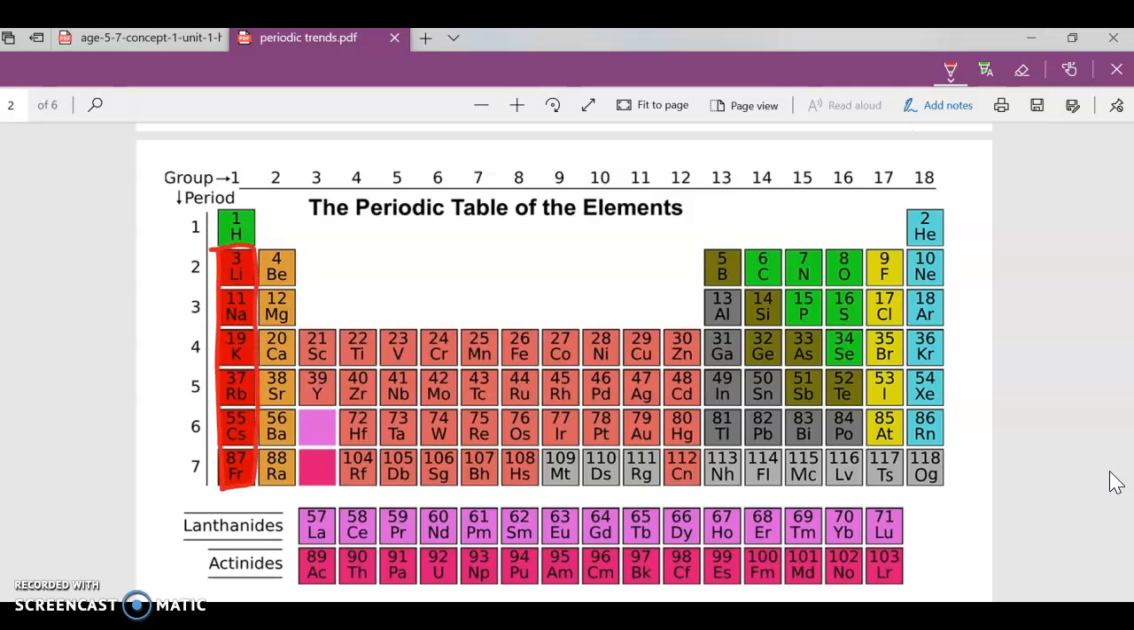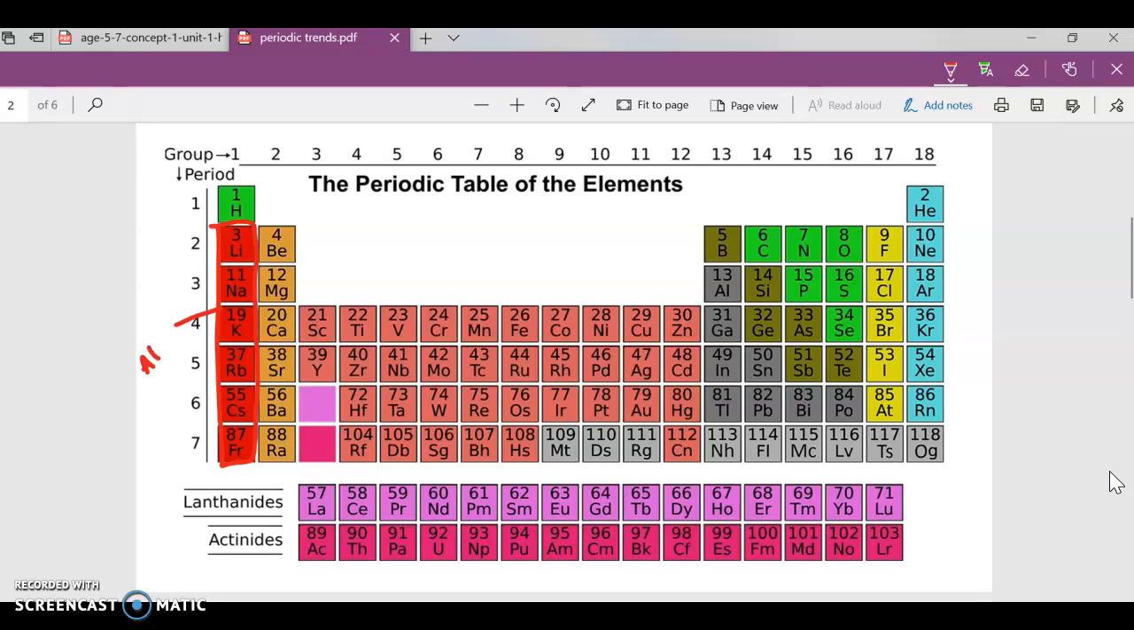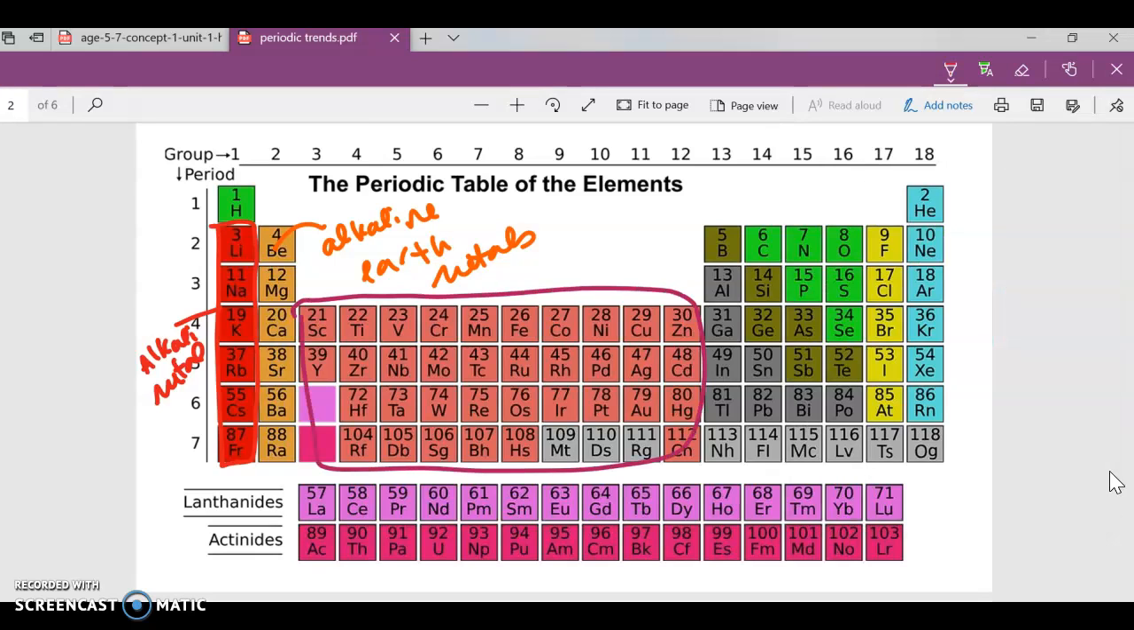This family right here in red, these are the alkali metals. This family in orange that you see, they're specifically the alkaline earth metals. This family in this kind of reddish here, this big box, the D block, they are the transition metals. Then we've got over here, this is the noble gases. Our halogens are the yellow group.